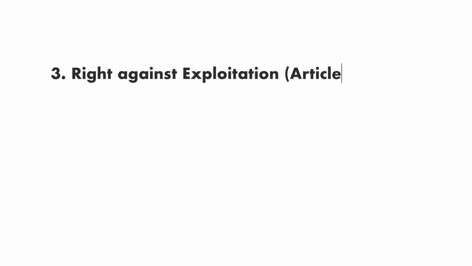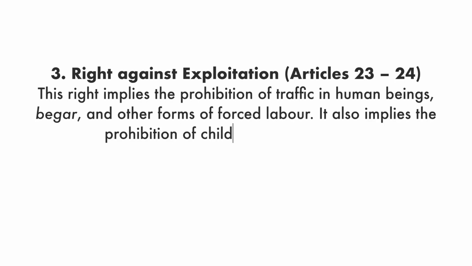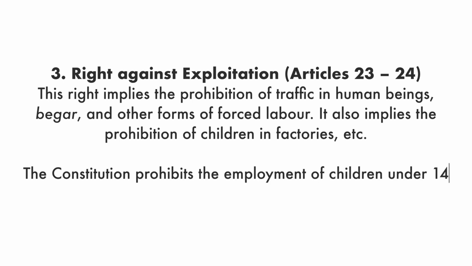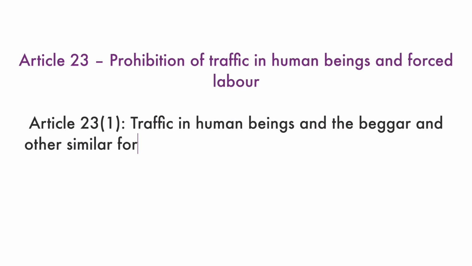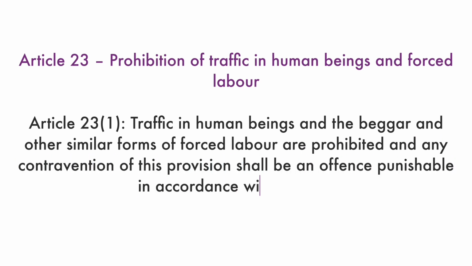Now let's talk about right against exploitation, Article 23 and 24. So this right implies the prohibition of trafficking in human beings and other forms of forced labor. It also implies the prohibition of children working in factories, etc. The Constitution prohibits the employment of children under 14 years in hazardous conditions. Article 23, prohibition of trafficking in human beings and forced labor. So Article 23, Subclause 1 makes such kind of activities a criminal offence.